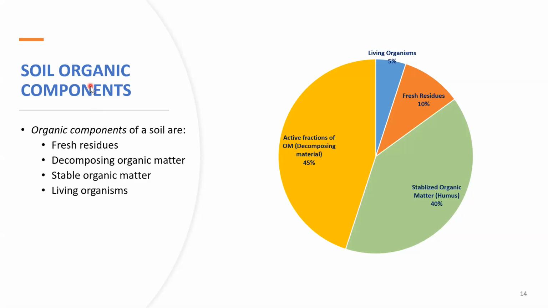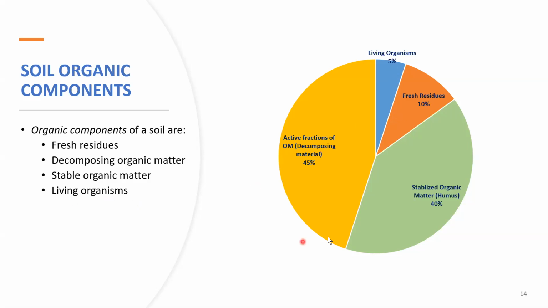The third one is organic matter. The components of soil organic matter are fresh residues, decomposing organic matter. These are 10% fresh. The decomposing, they are about 45%, and the stabilized, they are 40%. And the 5%, of course, is living organisms.